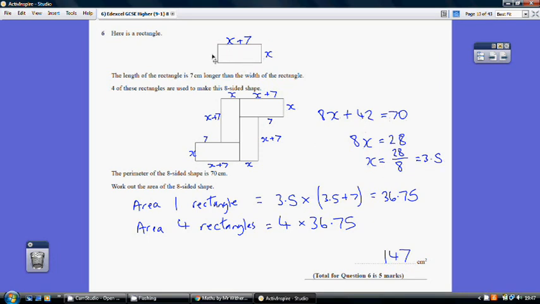So just looking at one rectangle, the width is 3.5, the length is 7 centimeters longer at 10.5, so the area of a single rectangle is 3.5 times 10.5.